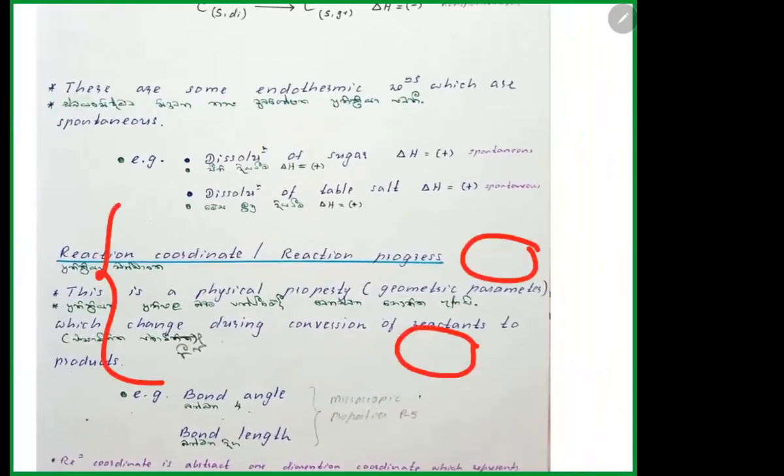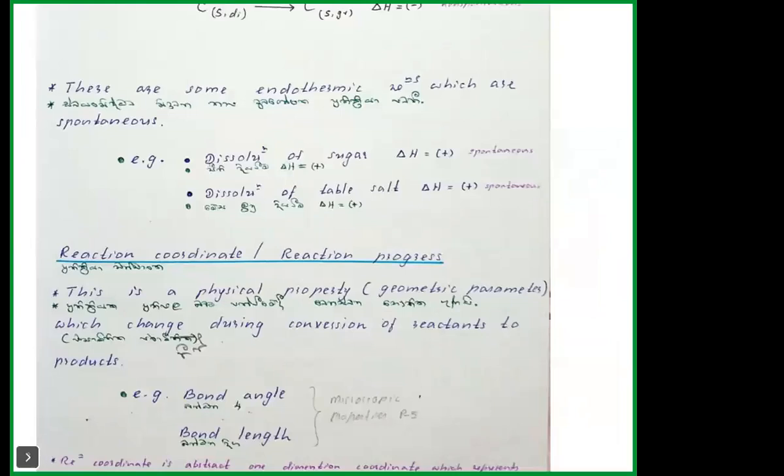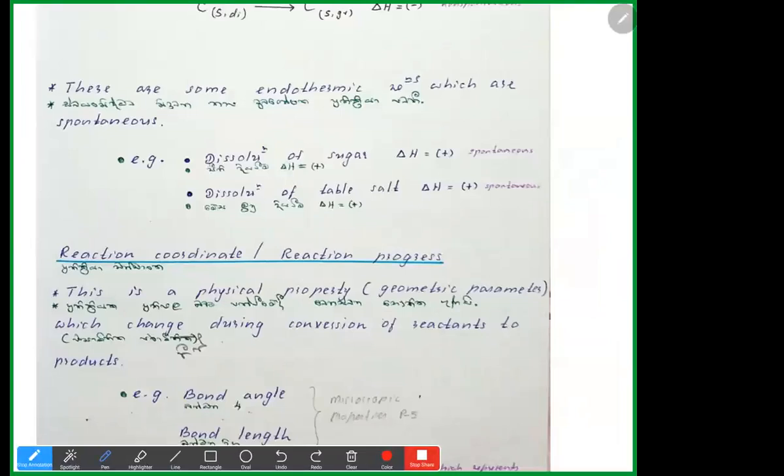And also, these two reactions, dissolution of sugar and dissolution of table salt, the annotation was missed. Dissolution of these two are endothermic, but still, you guys know, salt and sugar dissolution are spontaneous. See, endothermic, but spontaneous. That depends on entropy as well.